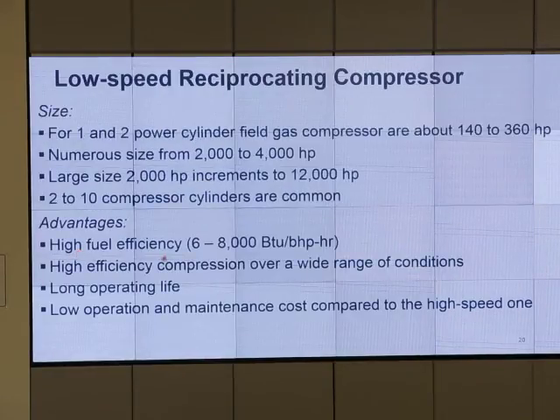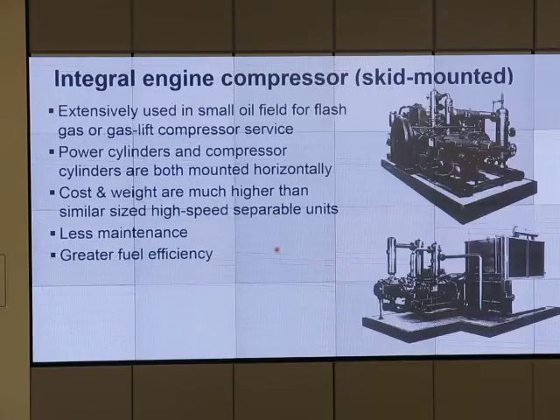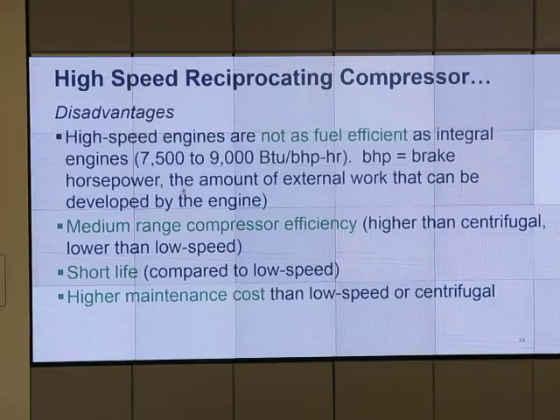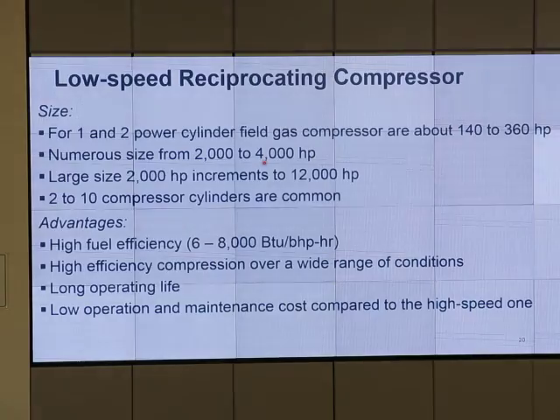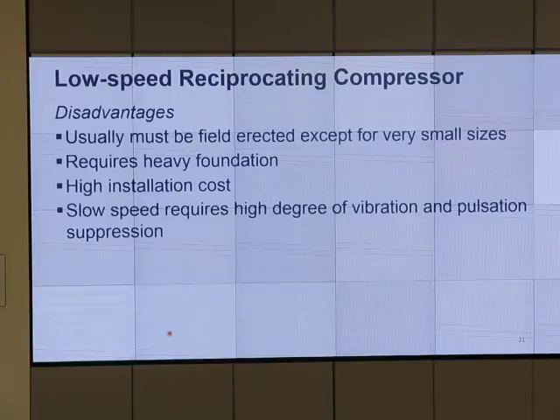Advantage: high fuel efficiency, 6 to 8,000 BTU per hour per horsepower. So 6 to 8,000. The previous one is 7,500 to 9,000. So you need more BTU per hour to get the same amount of horsepower for high speed. For lower speed, you need just less BTU per hour of fuel to get the same amount of horsepower. So high efficiency compression over a wide range of conditions, long operating life, low maintenance cost, low operation cost, but it's a lot more expensive, okay.